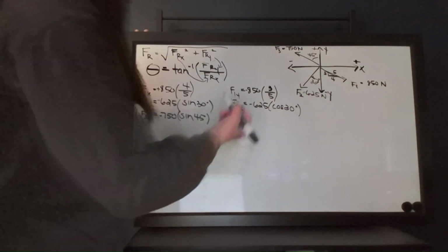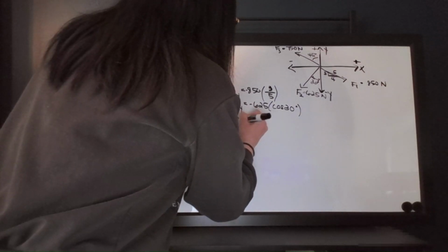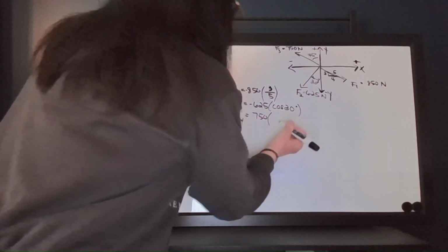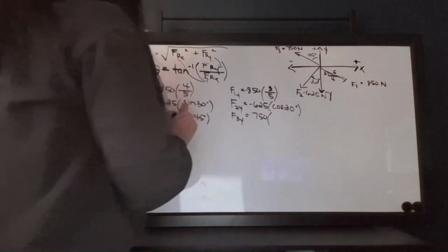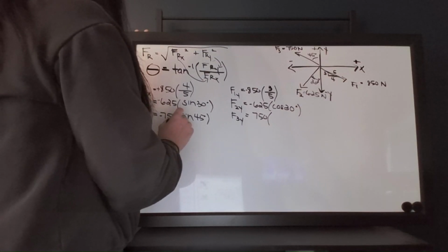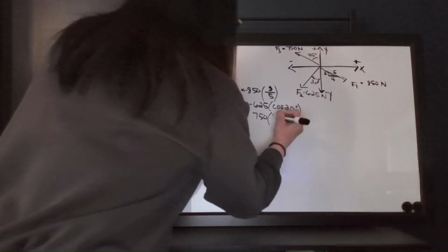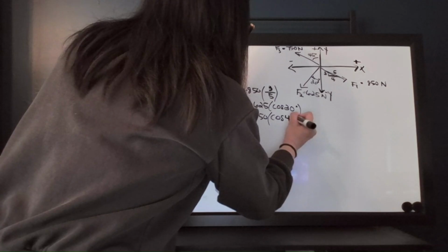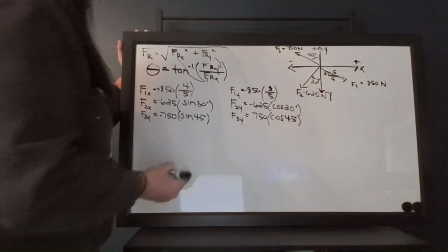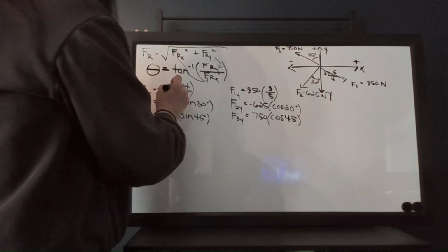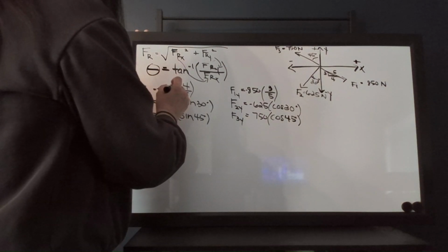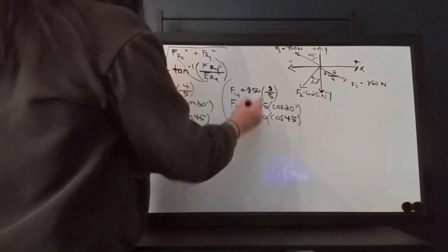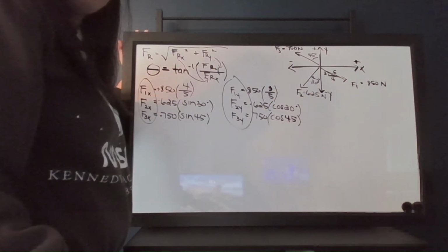The last component for y is 750. Remember, we measured from the y-axis for the x component. So we're going to do 750 cosine of 45 degrees. Okay, so we're going to add these up.